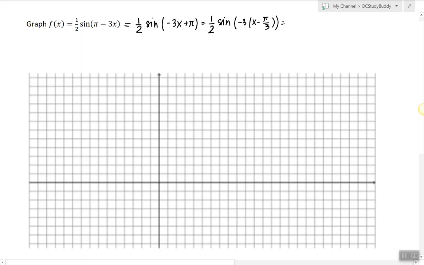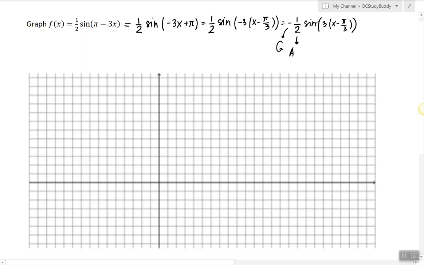And now, since sine is an odd function, the negative from the inside can be passed on the outside. So we actually have -1/2 sine of 3 times (x minus pi over 3). And now we can interpret all the transformations. So negative means we're going to flip the graph of sine upside down.